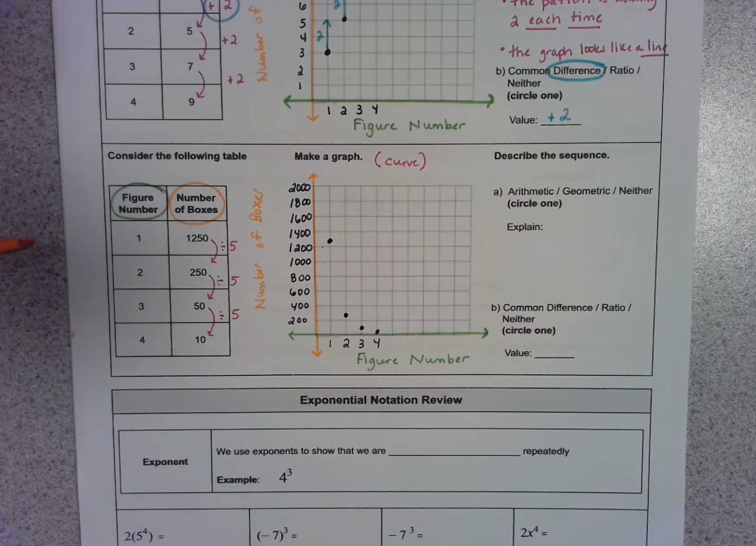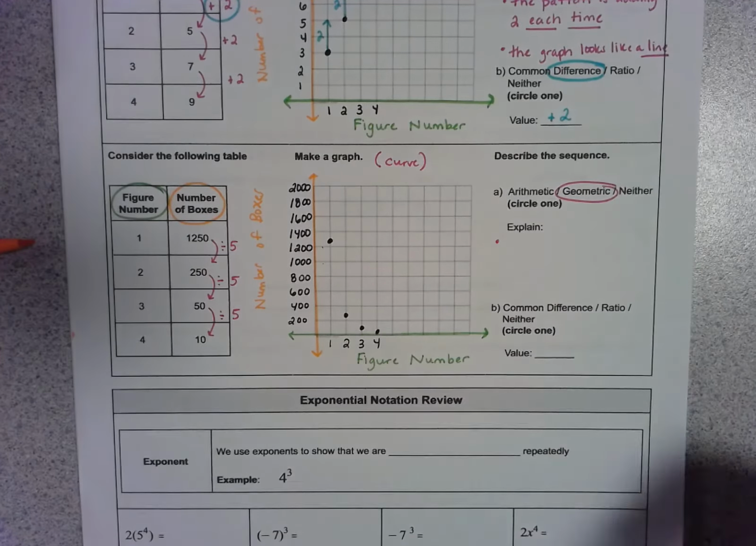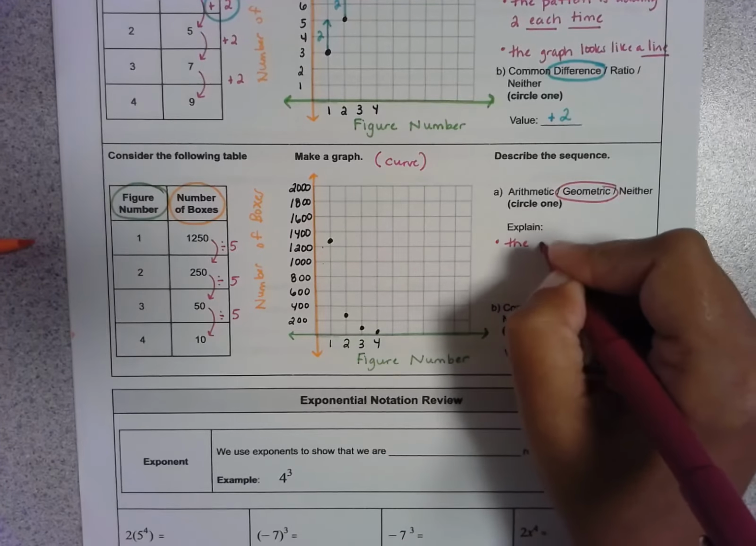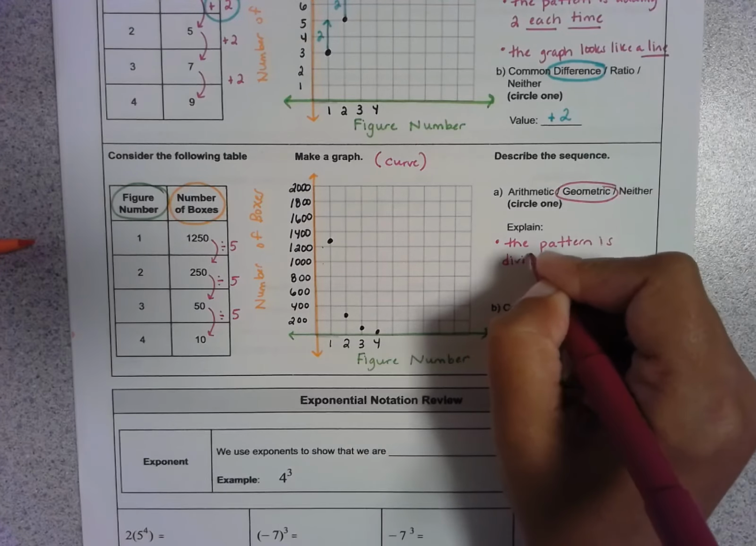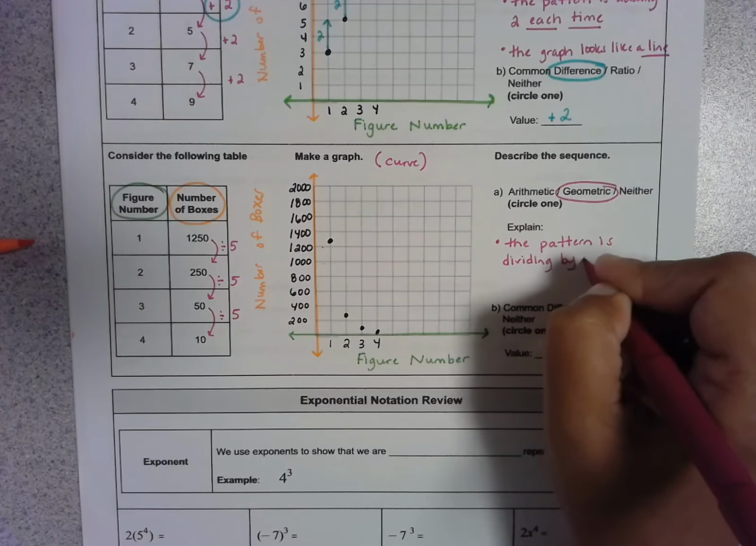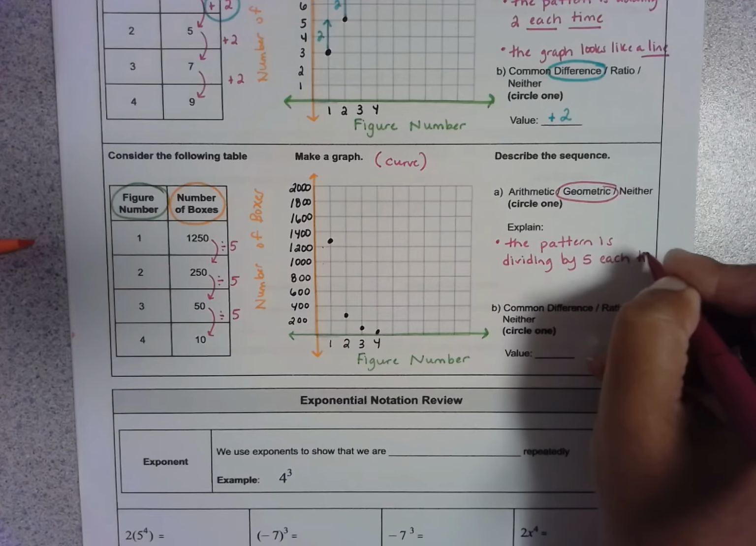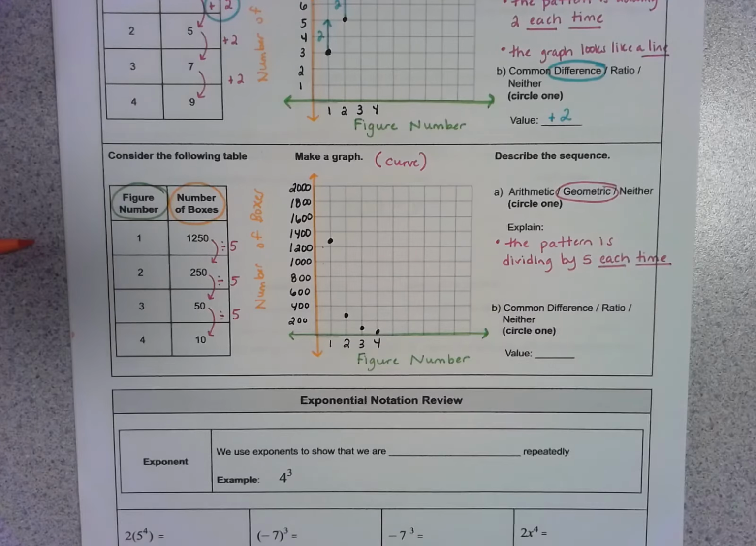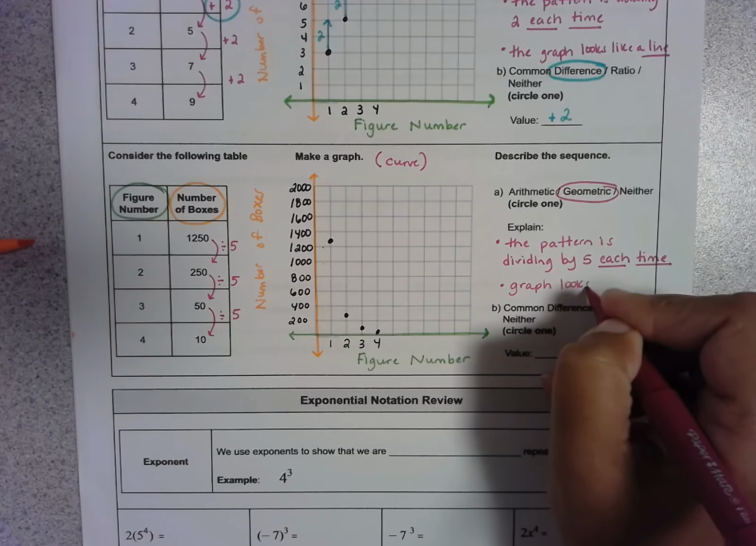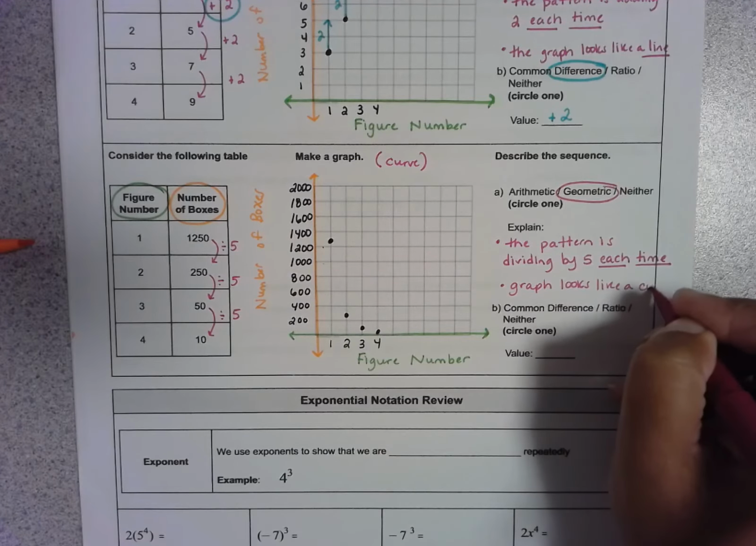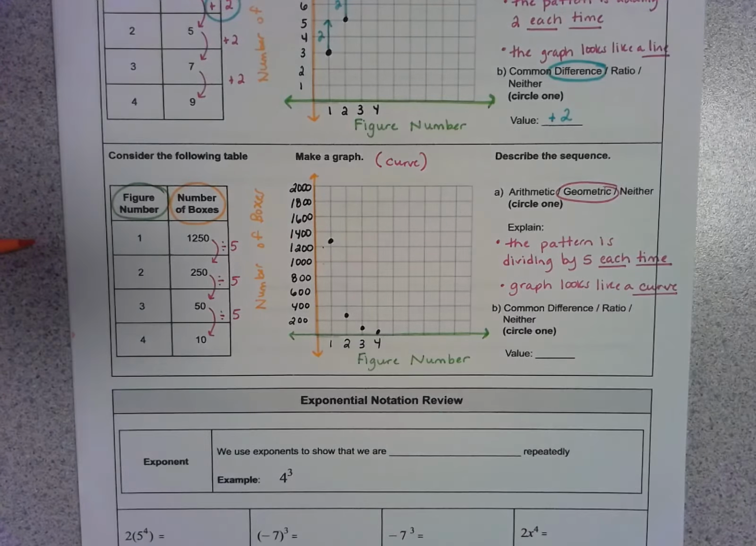So to describe my sequence here, the first thing I would notice is that it's a geometric sequence, and I can describe and explain my reasoning in two ways. I could say the pattern is dividing by 5 each time. And again, those words each time are really important to show that you're doing the same pattern over and over again. I could also say that the graph looks like a curve.